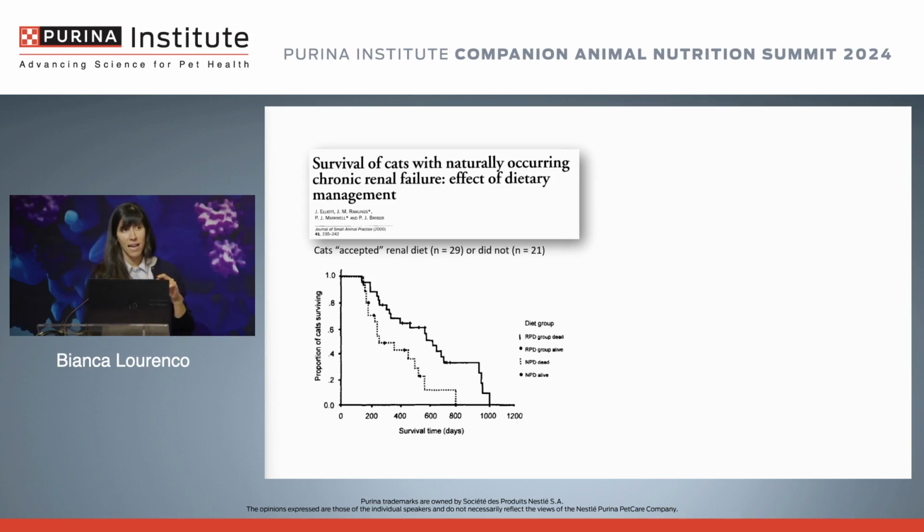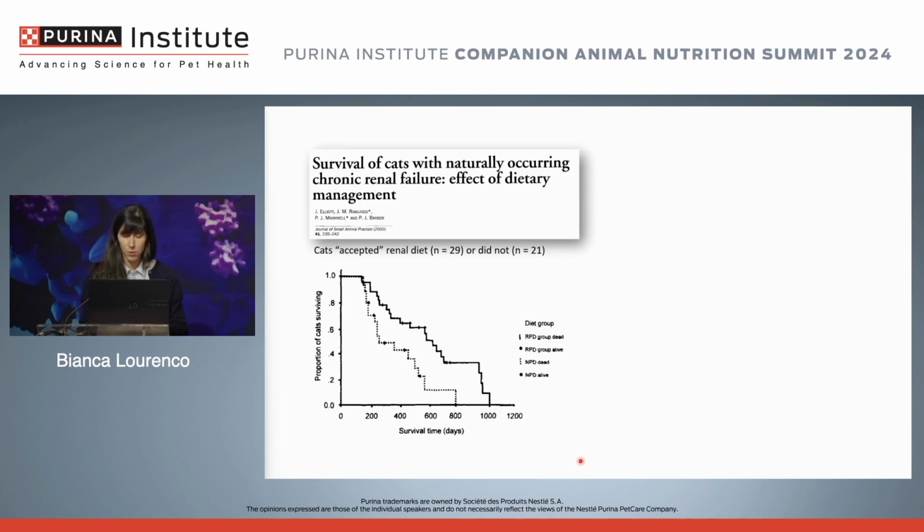So all of the cats that were diagnosed with azotemic chronic kidney disease, the owners were recommended that they receive a renal diet. For either cat or owner-related reasons, some accepted and some did not. And so then the investigators, again, of the Royal Veterinary College, looked at how these cats did over time. And what they saw was that the renal diet, which is that solid line, had improved survival relative to the no renal diet group.